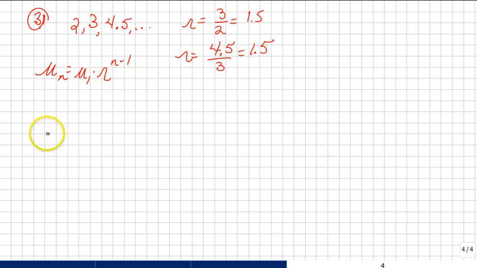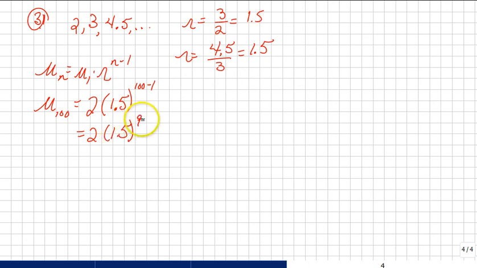So 31 was asking for the 100th term, so we go u sub 100, that's the term we don't know. The first term, u sub 1, is 2. R is the common ratio, which is 1.5, or 3 halves. N is the number of terms, which is 100 minus 1. So it's 2 times 1.5 to the 99th. Just take your calculator, punch that in, and the answer is huge. It's 5.4 times 10 to the 17th.